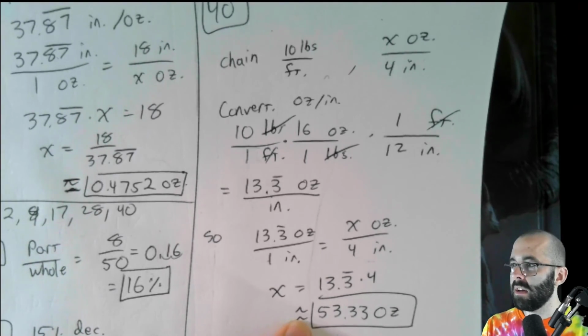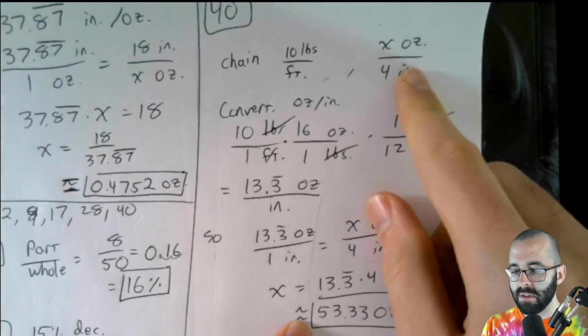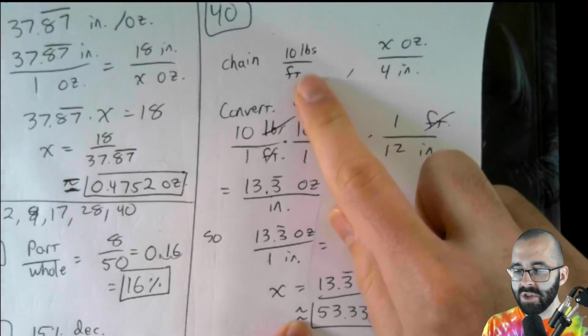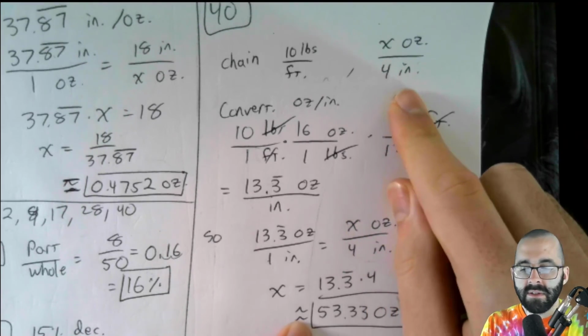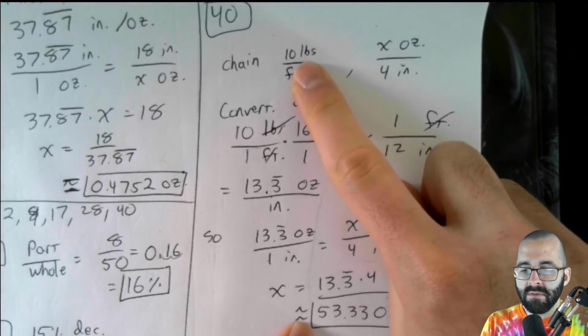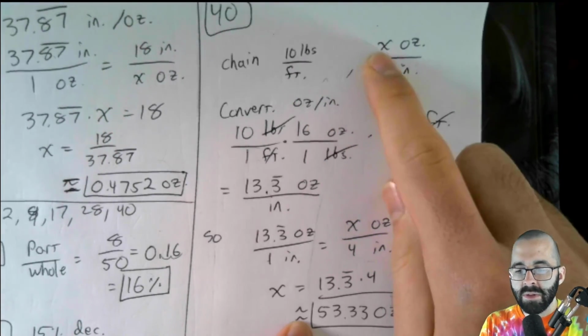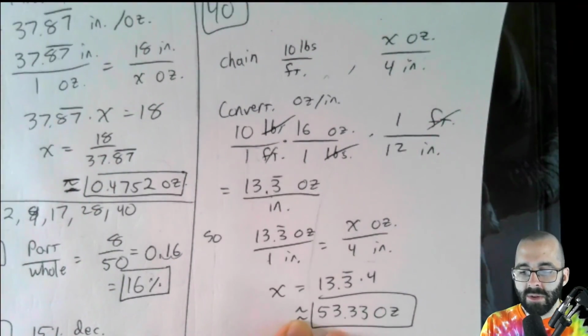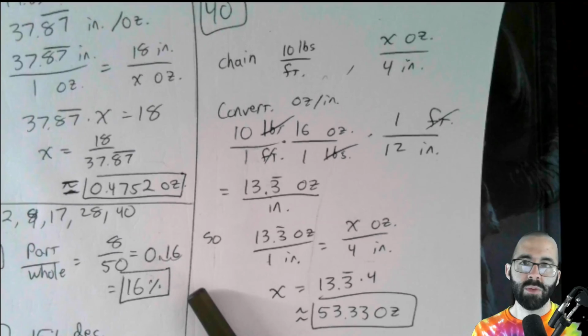Okay, so 1 foot of a chain was 10 pounds. 4 inches, that's 1/3 of a foot. So it should be 1/3 of this, so about 3.3 pounds. 3.3 pounds multiplied by 16 should give you this many ounces, which is another way of solving the problem. There's a ton of ways of solving these problems.